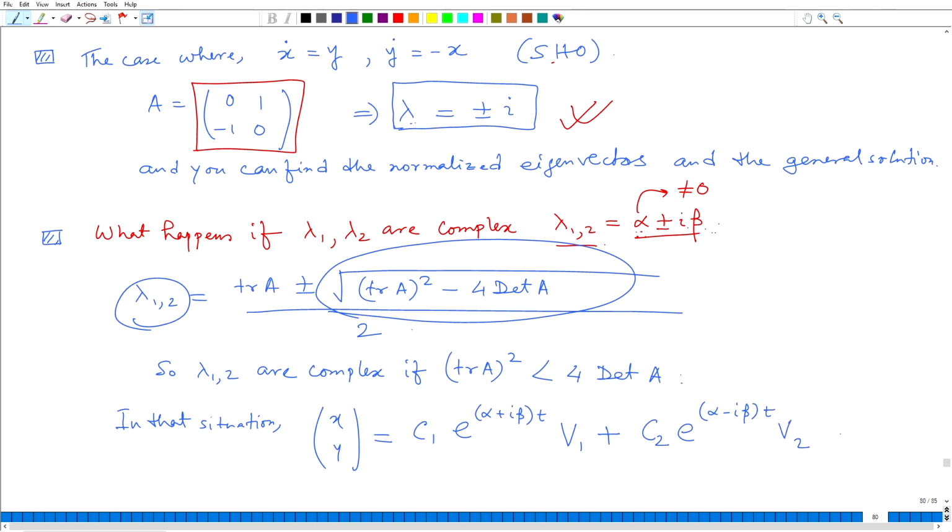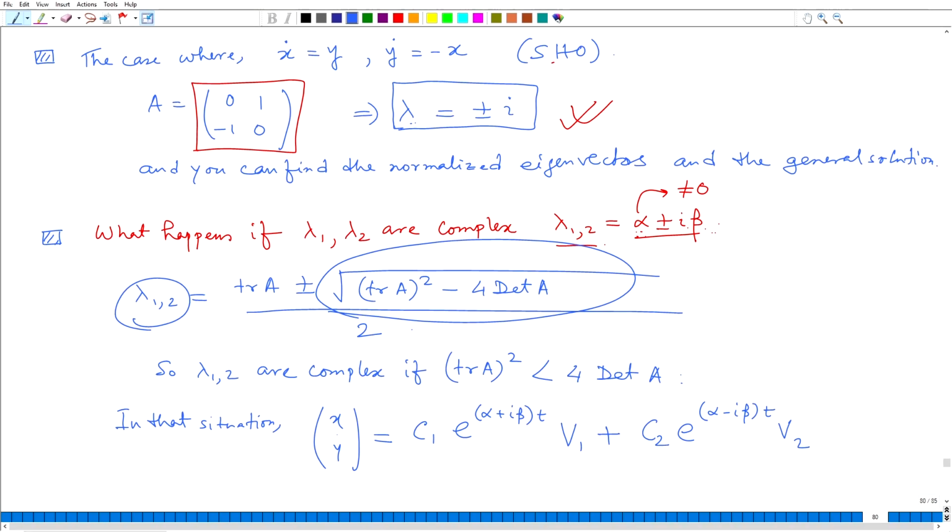Okay. Now, you see I can do the proper analysis, but that will be cumbersome. I would just try to find the nature of the phase space trajectory here. So, you will see that both x and y, they are having some part. So, you can actually write like C1 e to the power alpha t and e to the power i beta t V1 plus C2 e to the power alpha t e to the power minus i beta t V2.